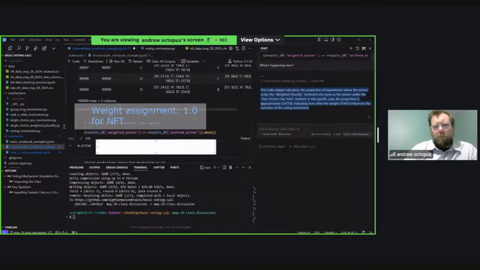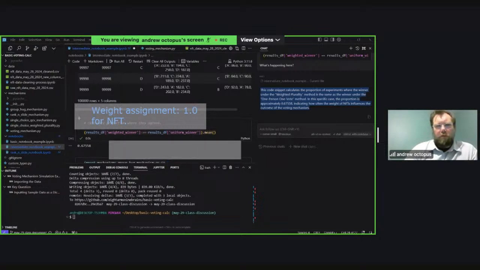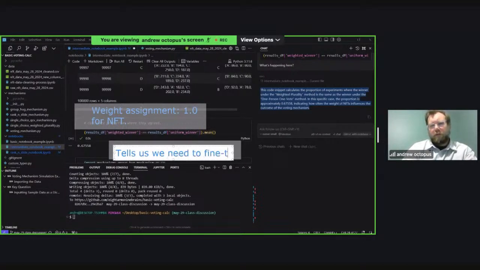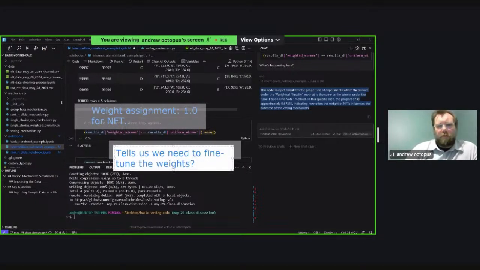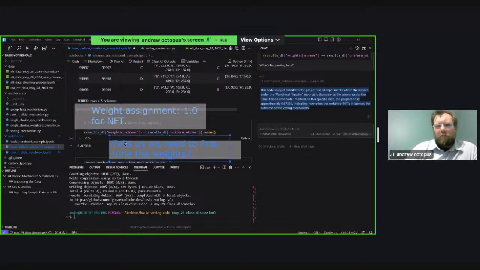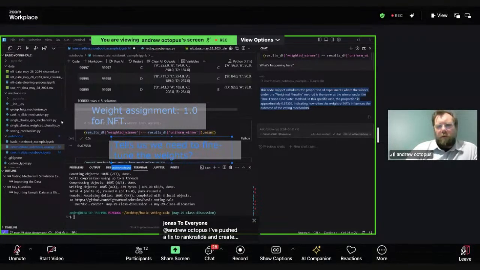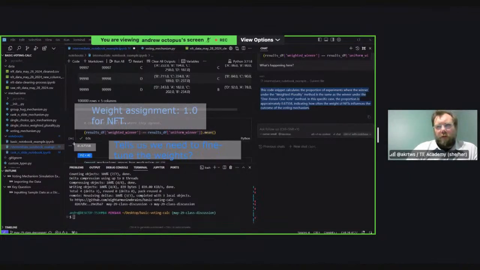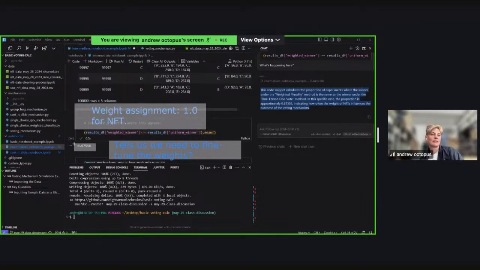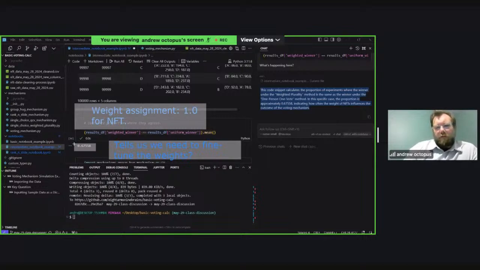So maybe this tells us that we need to fine-tune the weights. I'm curious if there's a number you'd be looking for more here. Like what proportion do you think? Just raw, because we're not seeing all the granularity, but 0.1.